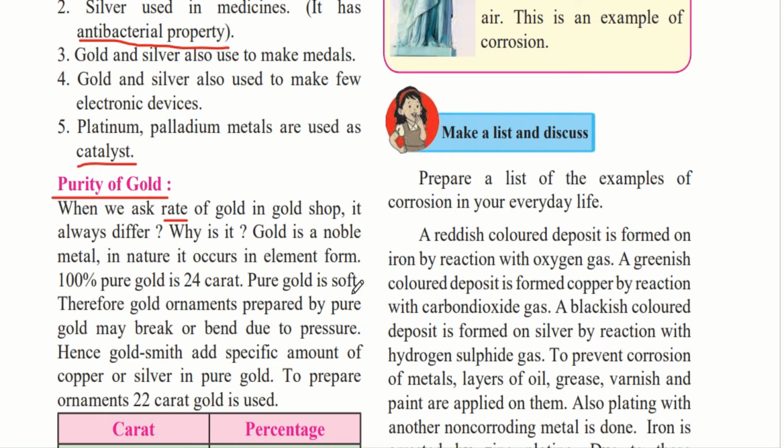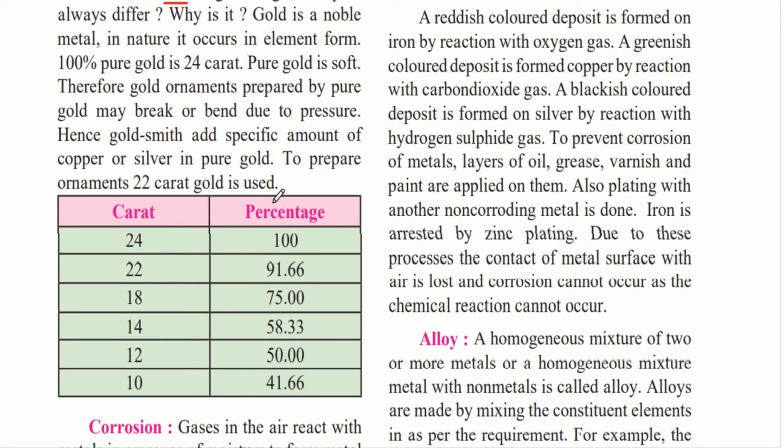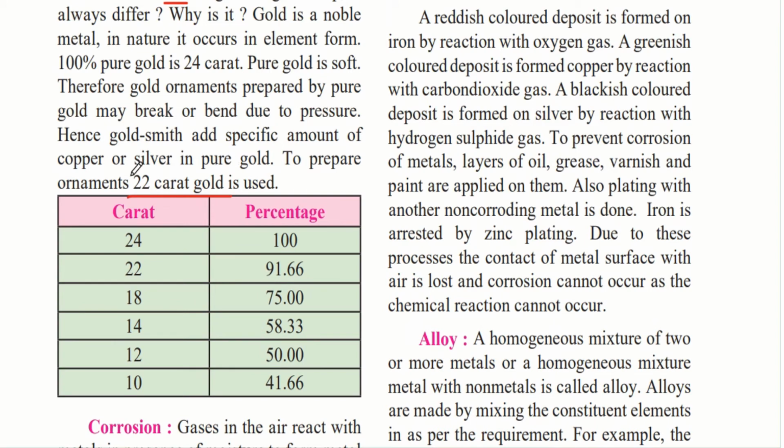Because pure gold is soft, it is very important to add copper or silver to it so that you can make it hard and easily make beautiful ornaments that retain their shape. Hence, goldsmiths add a specific amount of copper or silver to the pure gold. To prepare ornaments, 22 karat gold is used. Usually for ornaments 22 karat gold is used because it is harder than 24 karat gold and can easily be made into ornaments.